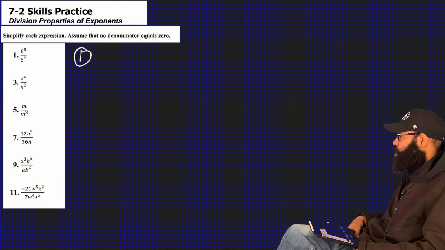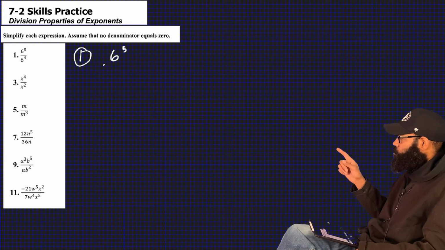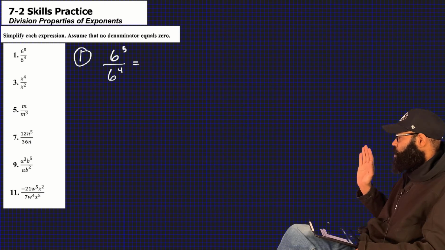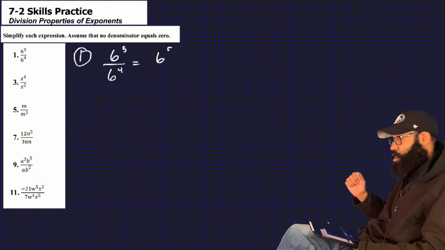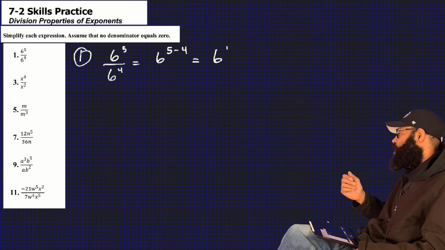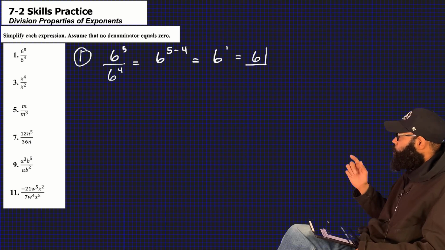Number 1, 6 to the 5th divided by 6 to the 4th. All right, guys. Five 6s on top, four 6s on the bottom. Should I write out all those 6s? I got 5 on top and I got 4 on the bottom. No, we're going to use the rule. The rule is subtract when dividing exponents. So 6 to the 1 power, or just 6.